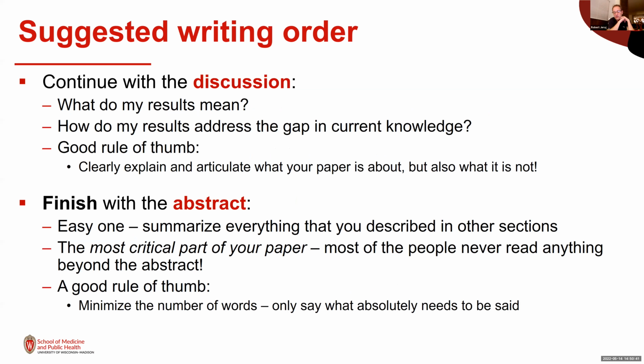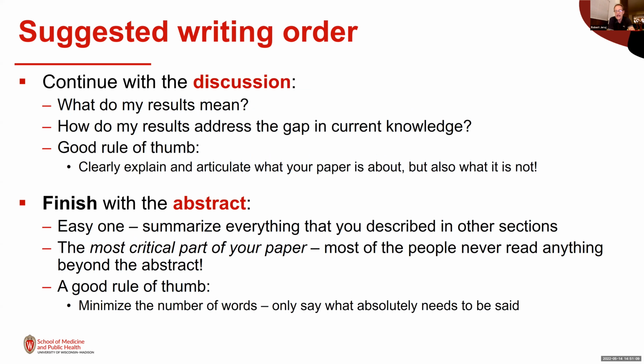So the good rule of thumb is that you clearly explain and articulate what your paper is about, but also what is not. There's nothing wrong in a discussion when you say we've done this, but we haven't done that, or our results imply this, but they haven't gone that far. So try never to go beyond what the results are showing, but it's fine to put the limits. Actually, it's important that you put limits into where you've been.